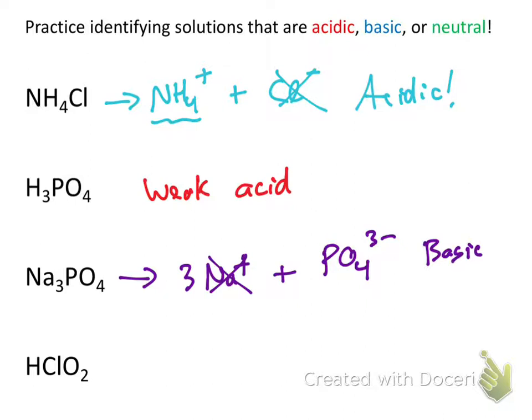Then we have HClO2. HClO2 is an example of a weak acid. Okay?